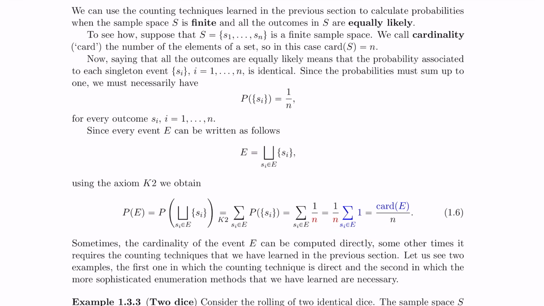So, to recap, if we have a random experiment such that its sample space is finite and all the outcomes are equally likely, then the probability of each event is given by the fraction between the cardinality of the event and the number of outcomes. Sometimes the cardinality of E can be computed directly. Some other times it requires the counting techniques that we have learned in the last lesson.